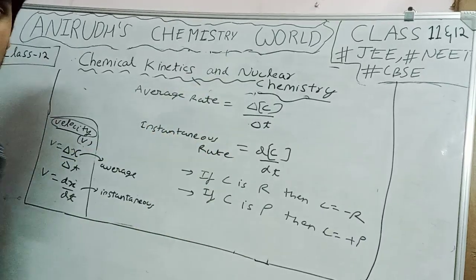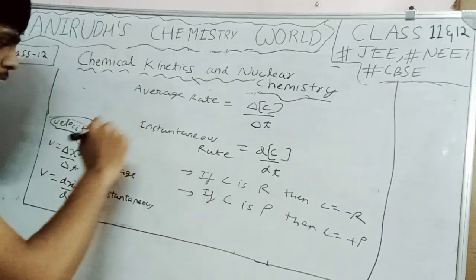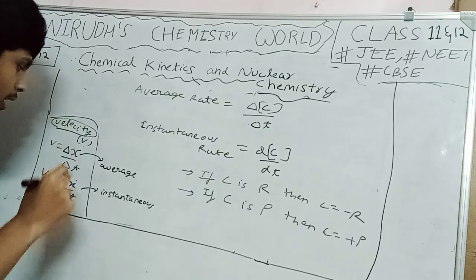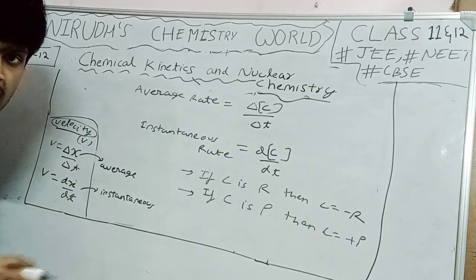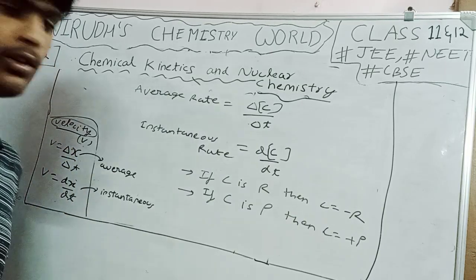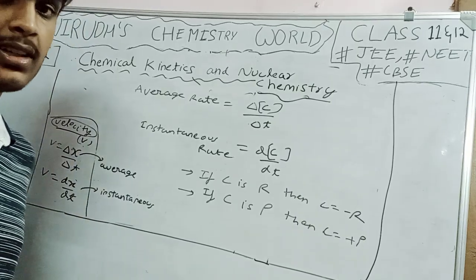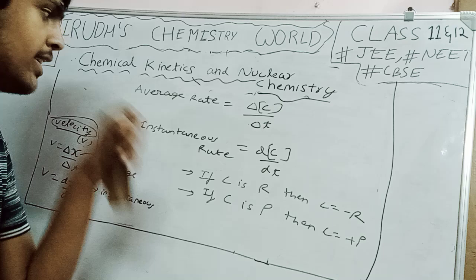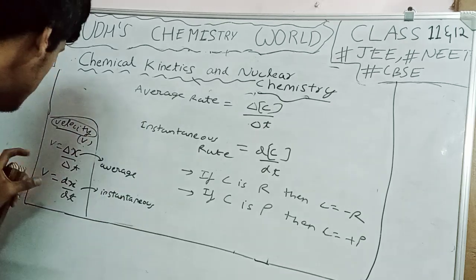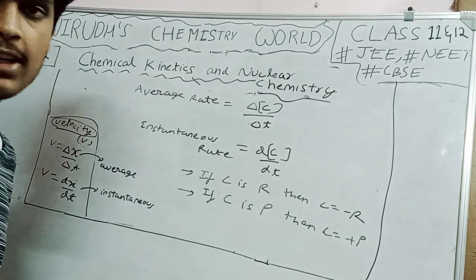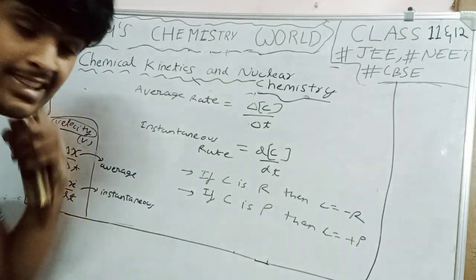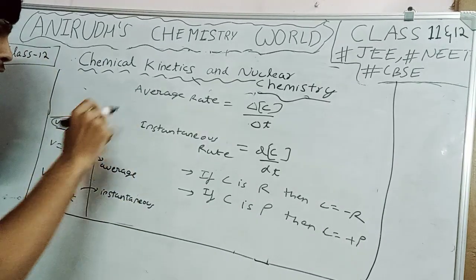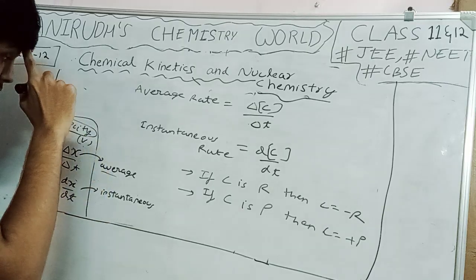So comparing this velocity with the rate, if you are not remembering the formula of average rate, you just recall the average velocity. If you are not getting the instantaneous rate formula, then you take the formula of instantaneous velocity and get the answer. That's it. Okay, now we are comparing this average velocity with this average rate.